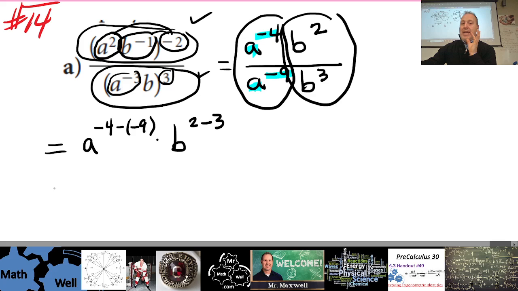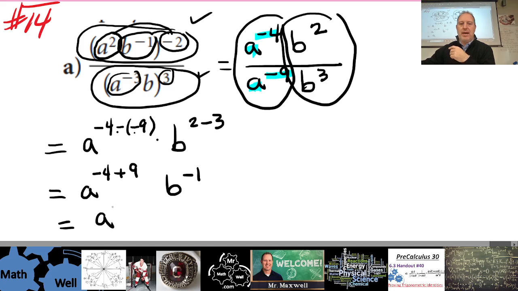So now we try and simplify this subtraction here. So this is actually going to be negative 4 plus 9. Do you see that? And I'll write that out just in case you want to see that. If you're subtracting a negative, that's the same as adding. And this is going to be a negative 1 when you subtract that. One more: negative 4 plus 9 is positive 5. And this is b to the negative 1.